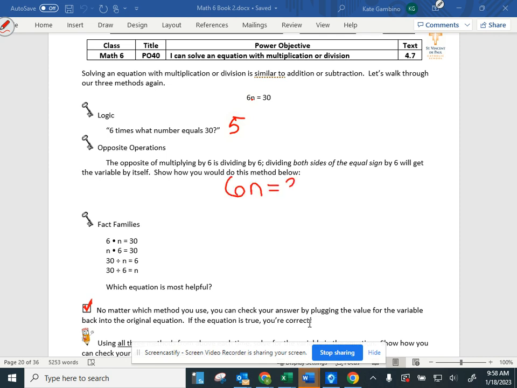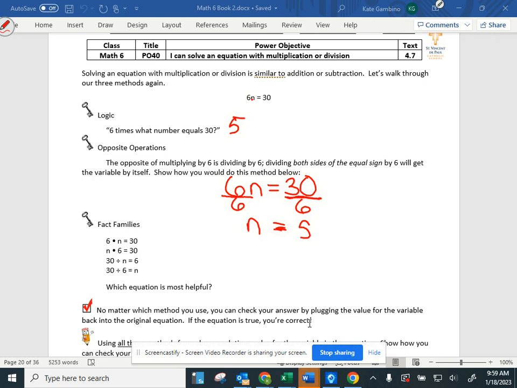We have 6n equals 30. This is 6 times n. If we divide it by 6, remember that fraction bar means the same thing as dividing. So I do a fraction bar, you could do a division symbol. Either way, it's still dividing. 6 divided by 6 is 1. We don't have to write the 1 because 1 times n is n. So we get the n by itself. 30 divided by 6 equals 5.